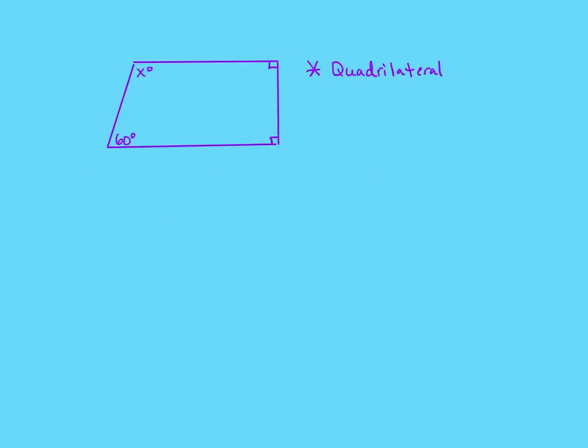Okay, now this is a quadrilateral. We know a quadrilateral is a 4-sided shape and it has 4 angles. What we need to know as a fact is that the 4 angles always add up to 360 degrees. So if I know 3 of these angles, I can find the 4th angle. Let's go ahead and find the missing angle.